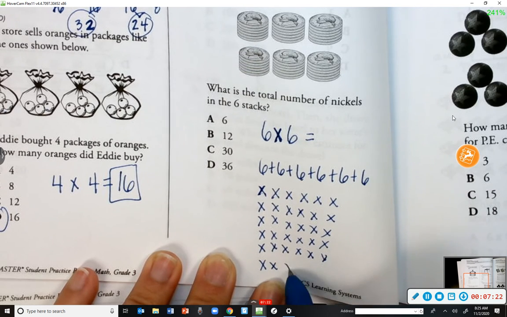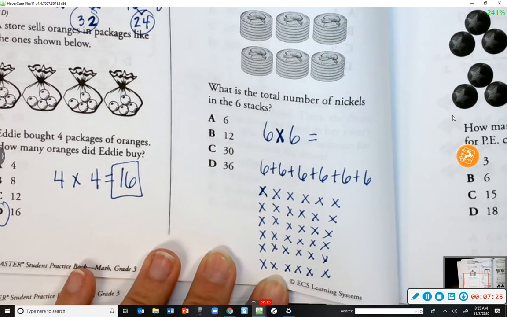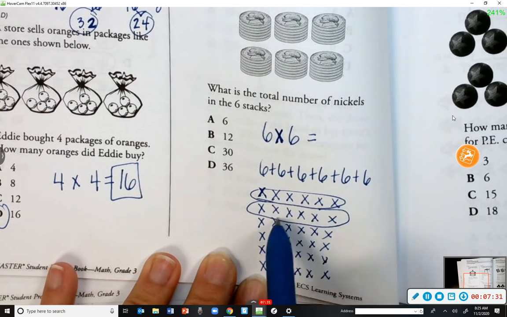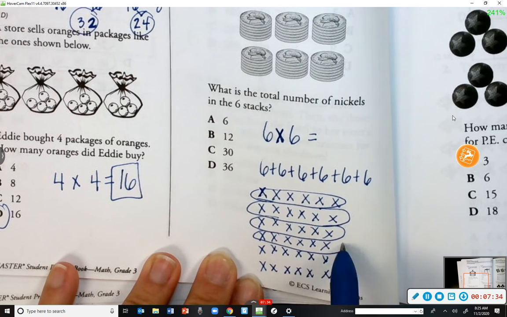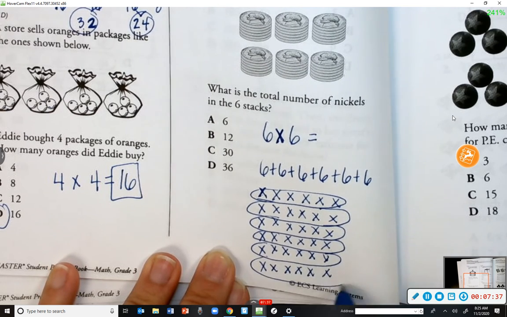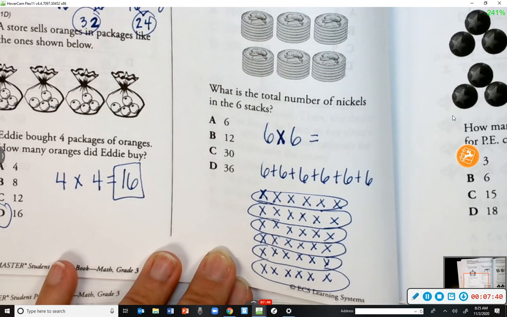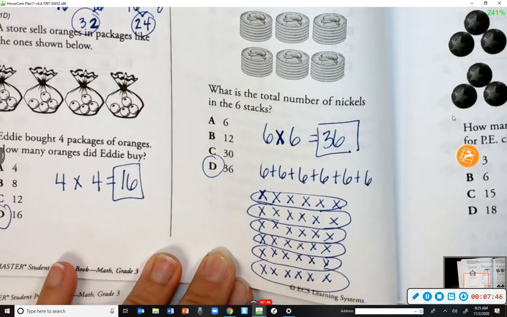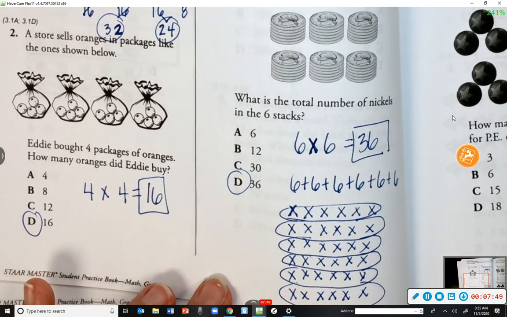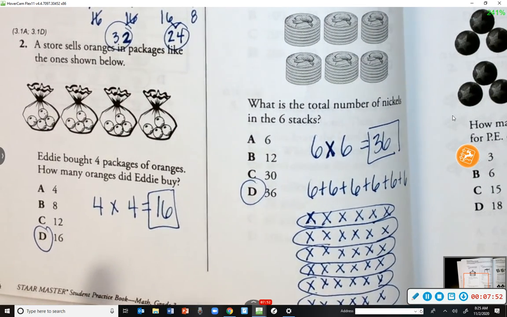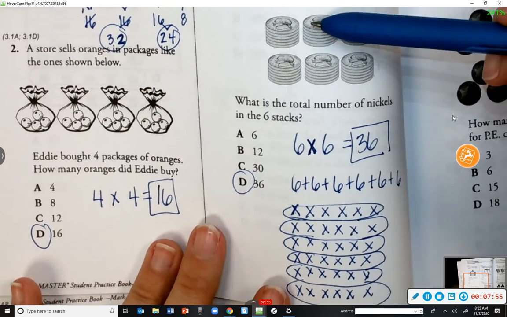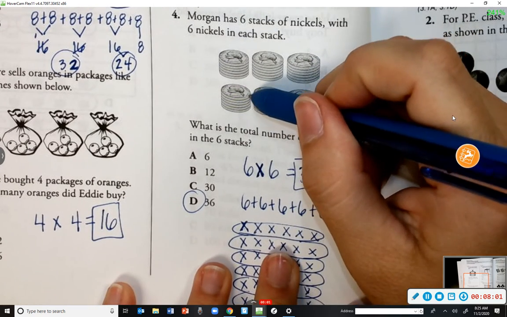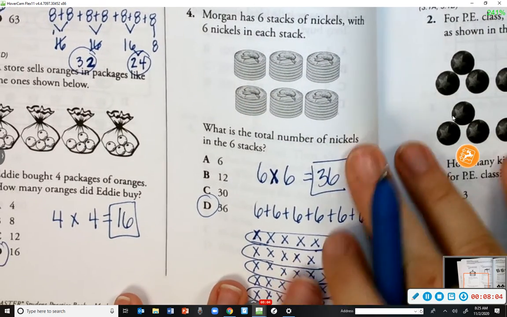Yes. I didn't add them all up. I just counted what was in the single stack. Six. Yes, so that would be 6, 12, 18, 24, 30, 36. I just counted all the nickels. You just have to be very careful using this picture because those nickels are so close together, there's just not very much room for you to make a mistake, you know? Yeah, I got six. Okay?